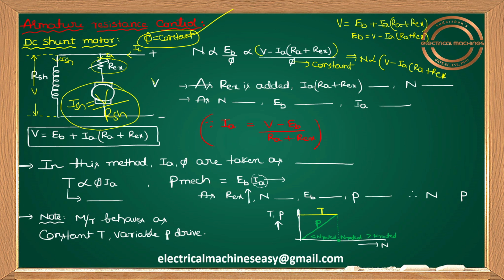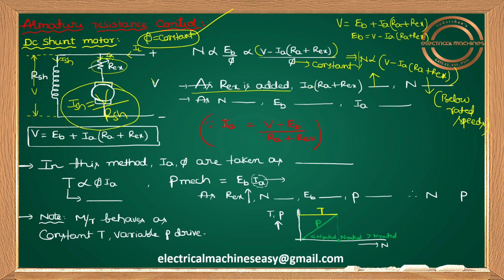Now tell me guys, suppose I add REX in series with the armature. This term IA into (RA plus REX) will increase, and since it is a negative term, N will reduce. So as REX is added, IA into (RA plus REX) is increasing, and whenever this negative term increases, the speed will reduce. So in the armature resistance control method, are we getting below rated speeds or above rated speeds? We are getting below rated speeds here.